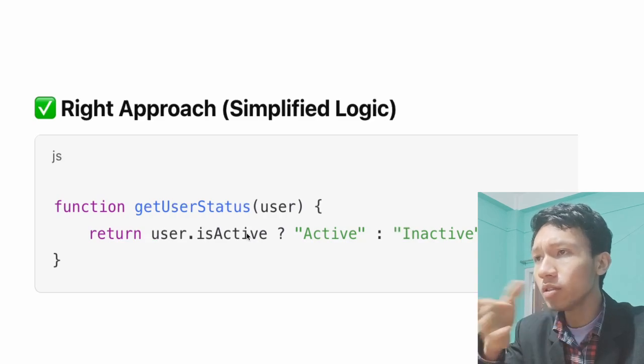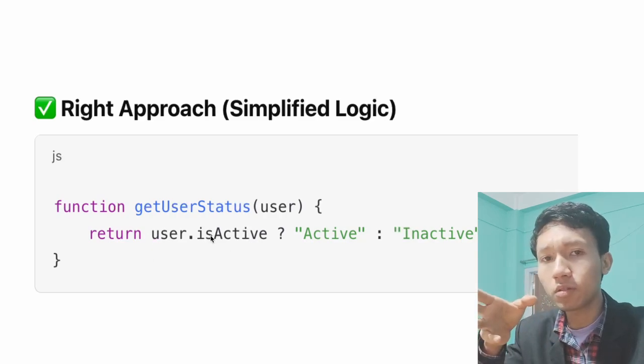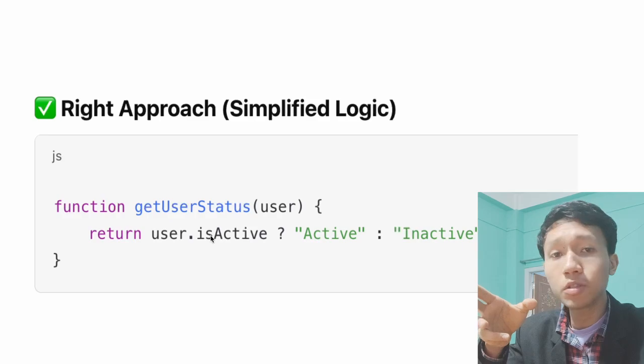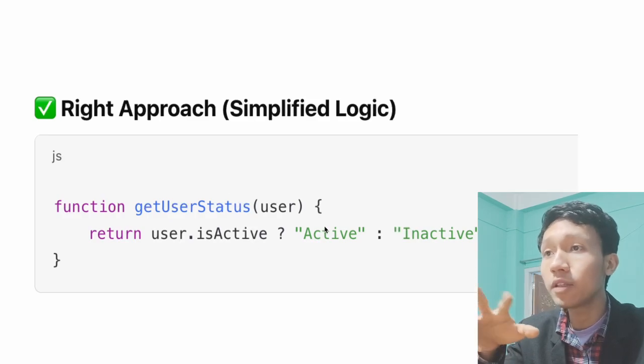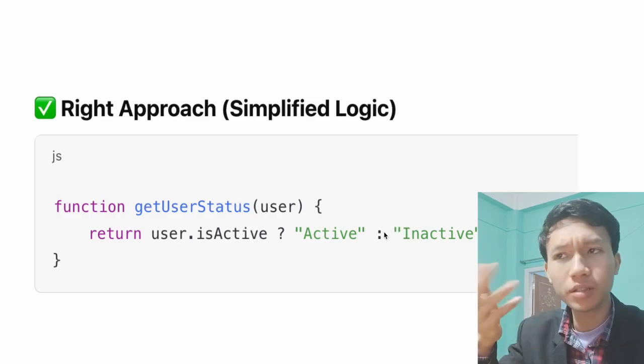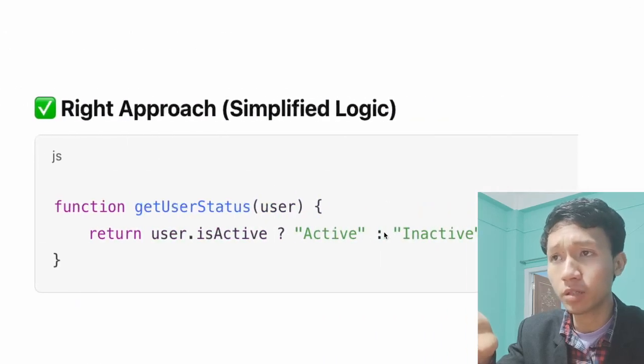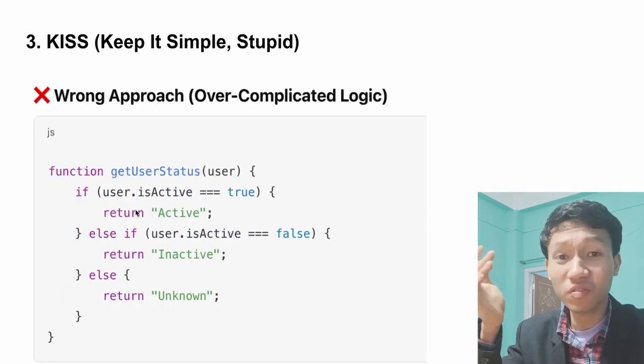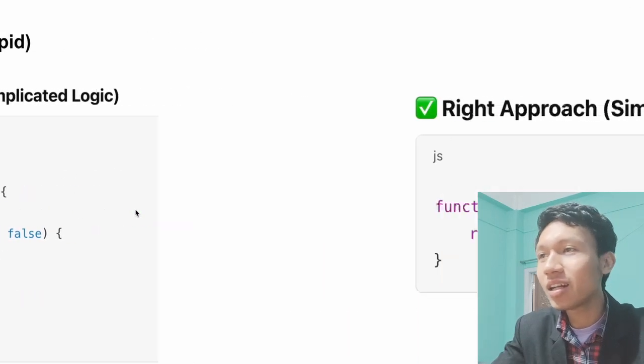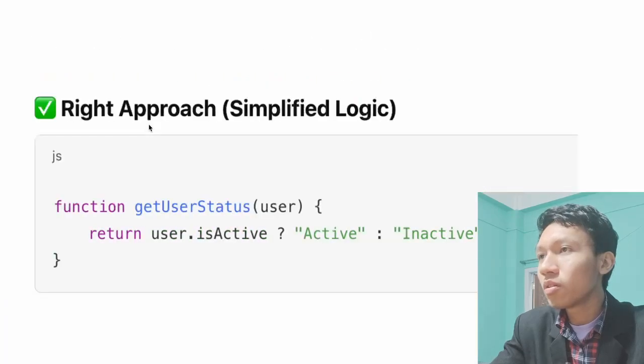It's so simple. We are just saying is active. You can see here even the variable name is so meaningful. If the user is active, then we return the active string, else we return inactive. We have replaced it with a ternary operator right here instead of using so many if-else conditions, right? I hope you got this.